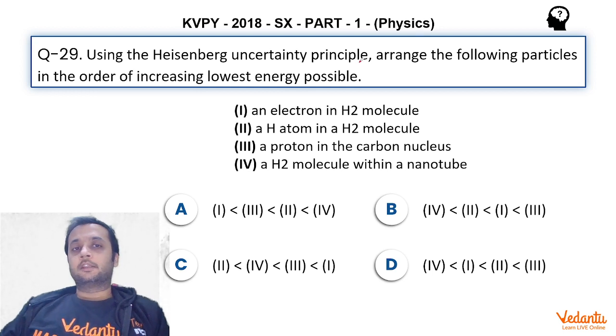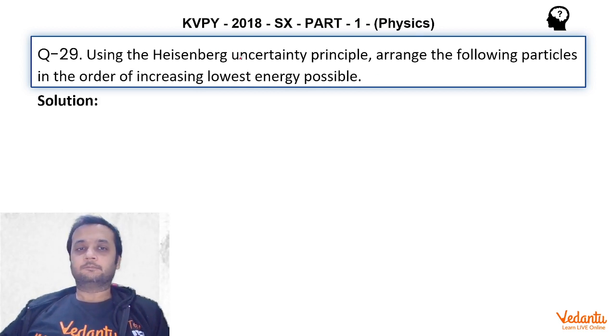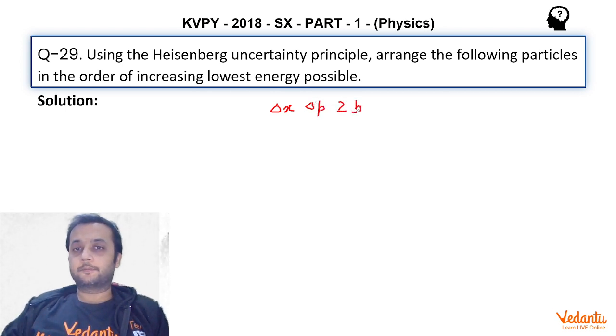Now, the question says that we have to use the Heisenberg uncertainty principle. We already know what the Heisenberg uncertainty principle is: delta x into delta p is greater than or equal to h upon 4 pi. Here delta x is the uncertainty in the position and delta p is the uncertainty in the momentum. This is what the Heisenberg uncertainty principle is.